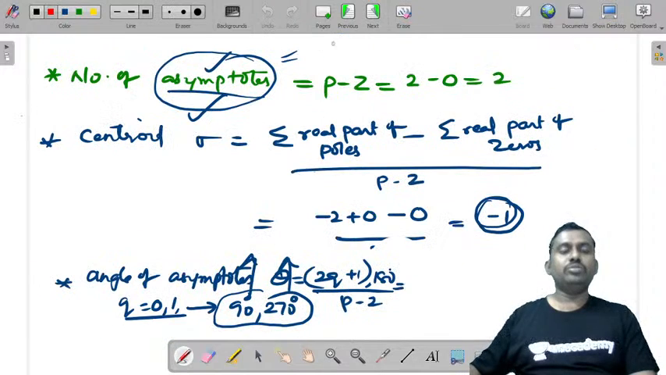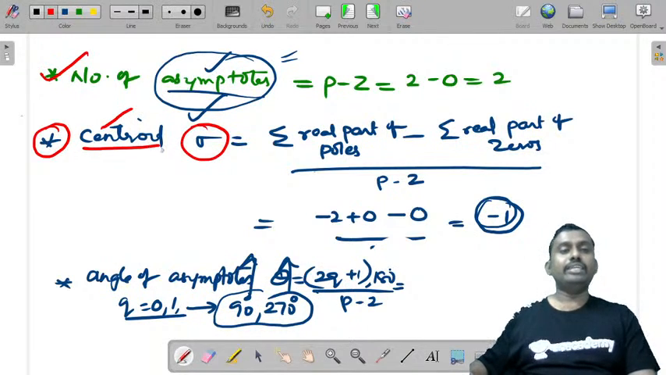So we try to do that, and next we try to find p minus z as the number of asymptotes, and we cannot draw these straight lines wherever we want. We need to draw them at a particular point, that is the centroid. Centroid is the point of intersection of the asymptotes. So that is sum of real part of poles minus sum of real part of zeros by p minus z.